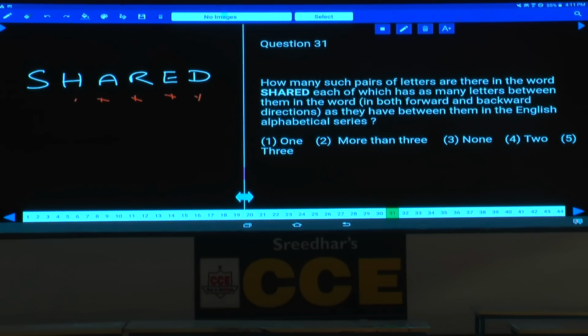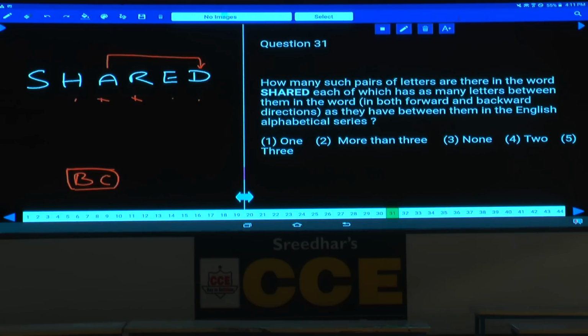A, B, C, D. Now between A and D, how many letters are there? There are 2 letters in this word. In the alphabetical order also, between A and D you will have only 2 letters. Here also there are 2 letters, here also there are 2 letters. Hence this A and D is called as a pair. Next one, R, S, T, isn't it? Hence from left hand side to right hand side, how many pairs do you have? There is only 1 such pair.